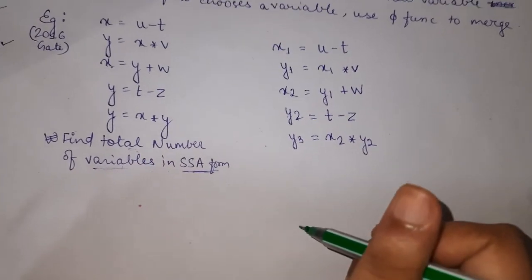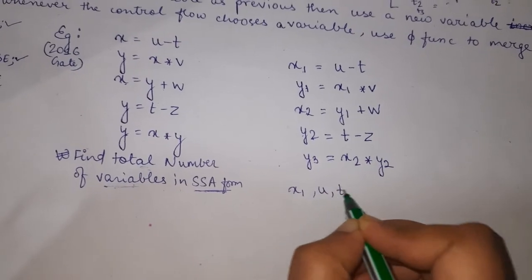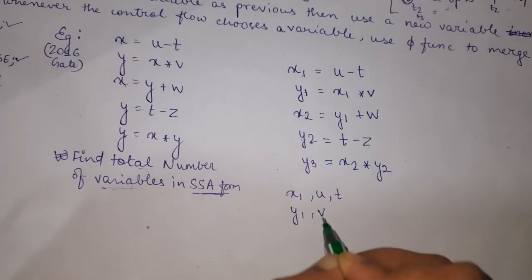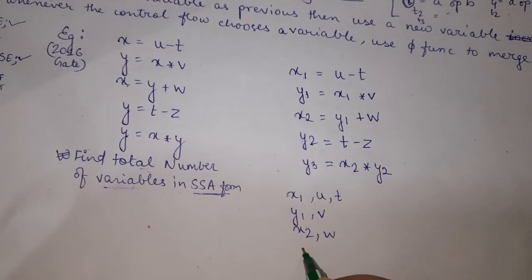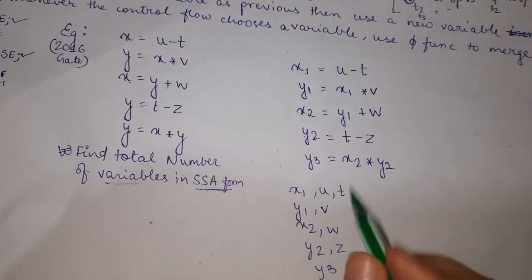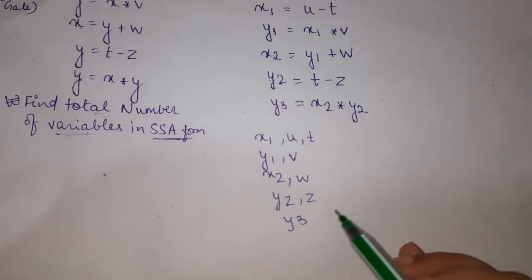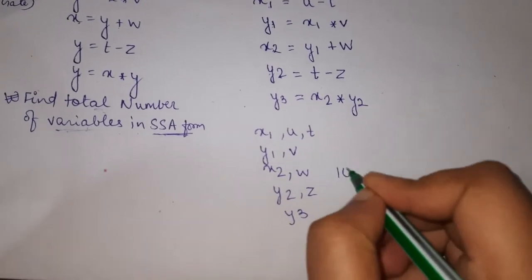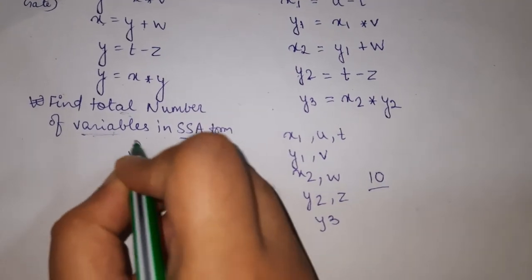So the total number of variables here are x1, u, t, y1, v, x2, w, y2, z, y3. So these are 10 variables. This was a numeric type question, and the answer is 10.